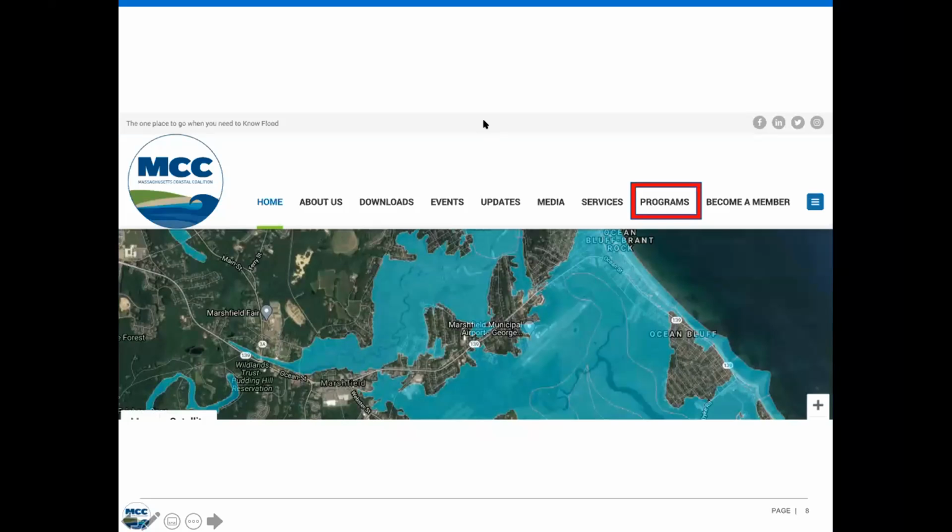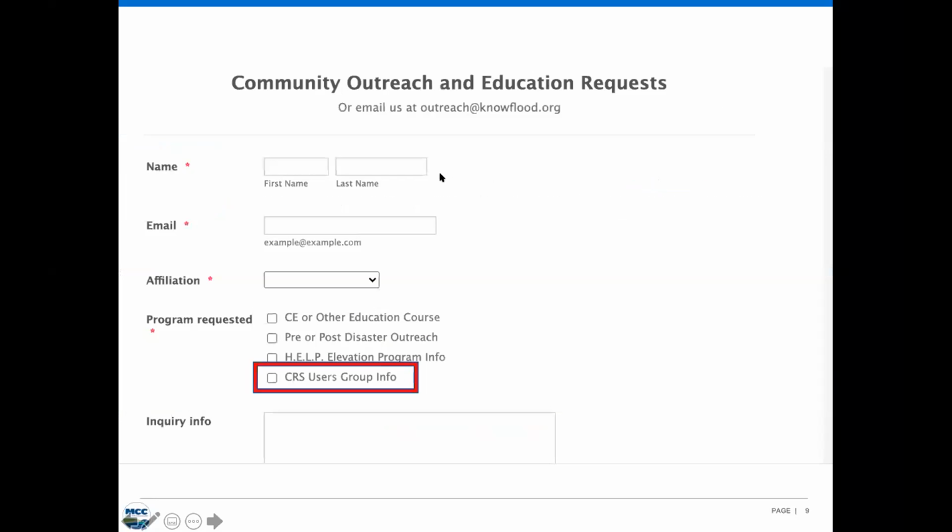If you want to stay in touch, go to our website, noflood.org, and we'll have it at the end of the slides here. Go to noflood.org and hover over the programs tab, and you're brought to our CRS users group page. Just put your name, email, and your affiliation in. Check off the CRS users group info and comment that you'd like to be added to the email list, and we will include you in our emails about future meetings, future education, and future potential other CRS users groups.